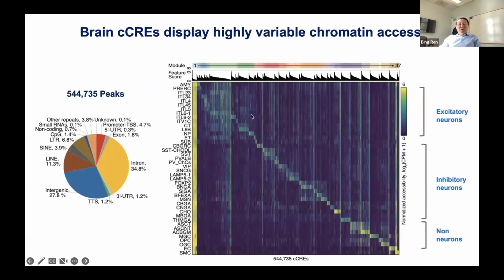While a lot of the glial cells lack specificity, except for one type of astrocyte. We called open chromatin in each cell type, identifying a total of 544,000 open chromatin regions by looking at all the 107 cell types. And their cell type specific accessibility patterns are shown here. Again, you can see that the majority of them show cell type specific open chromatin.